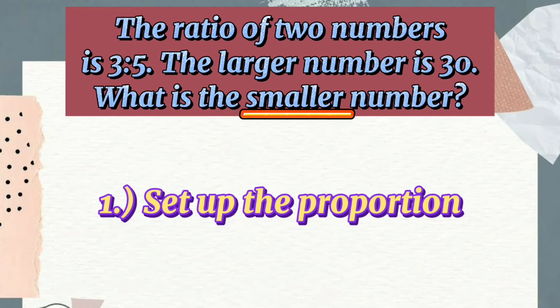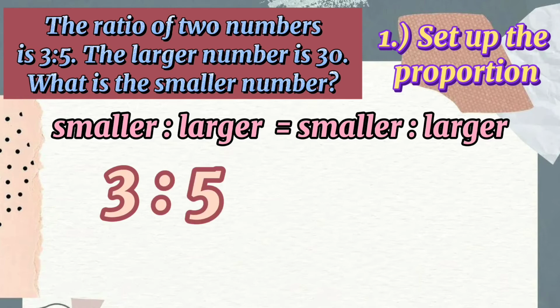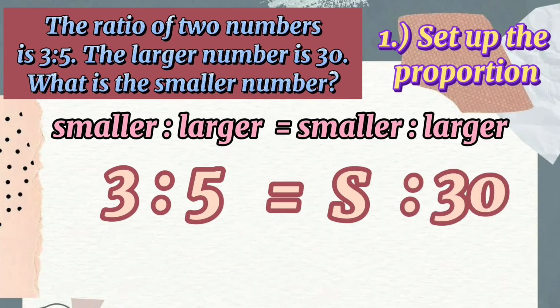So we have the smaller number and larger number. Isulat na natin. So we have smaller is to larger equals smaller is to larger. The value of smaller number is 3 and the larger number naman is 5. Then sa kabila naman, ang hinahanap ay ang smaller number, so ang ilalagay lang natin ay S. And the value of the larger number is 30. So we already set up the proportion. 3:5 equals S is to 30. Ngayon ay pwede na tayong mag-proceed sa step 2.